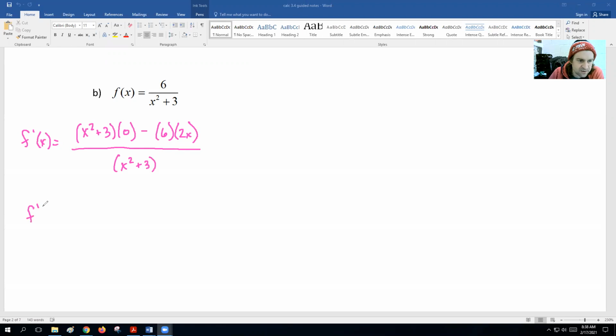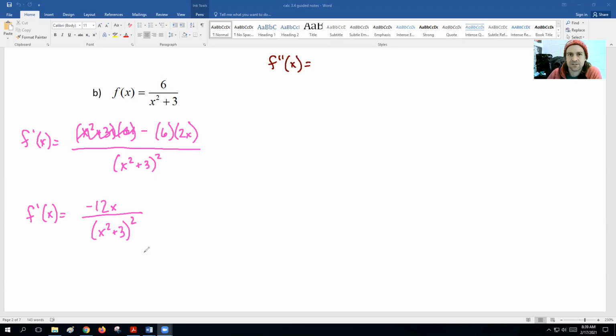So that means the first derivative is, simplifying, that goes away because it's times 0. We get negative 12x over, forgot the low, over x squared plus 3 squared. Okay, not too bad. Now what we need to do is take the second derivative. So we need to get the derivative of the derivative.